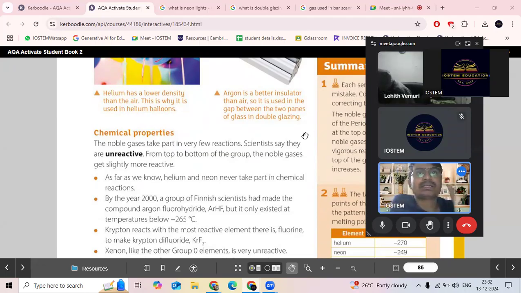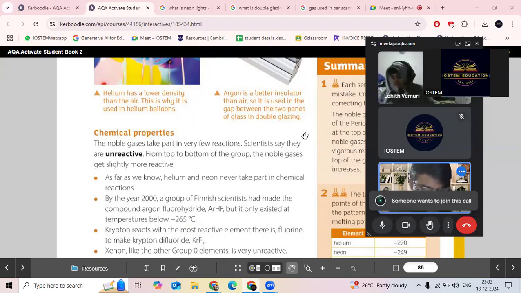You can write: the noble gas takes part in very few reactions. They are highly, you can say, noble gases. They take part in very few reactions, or we can say they are very unreactive.